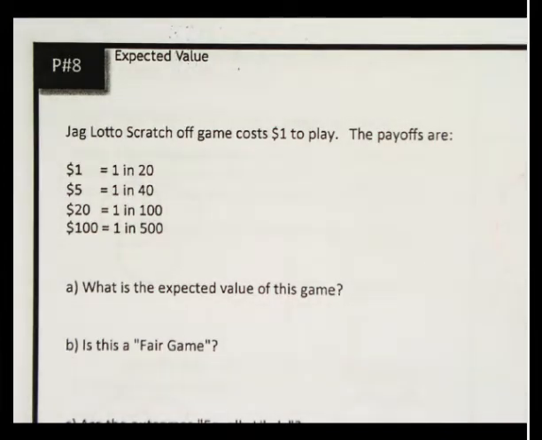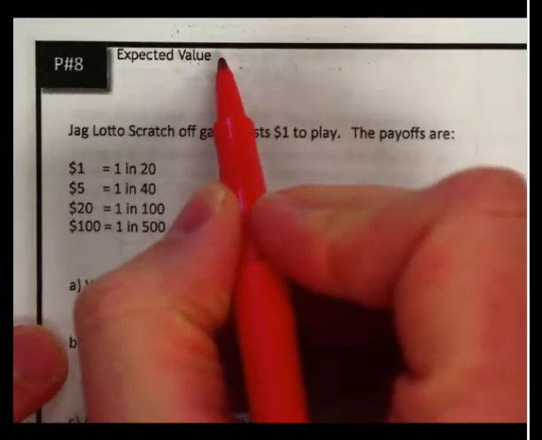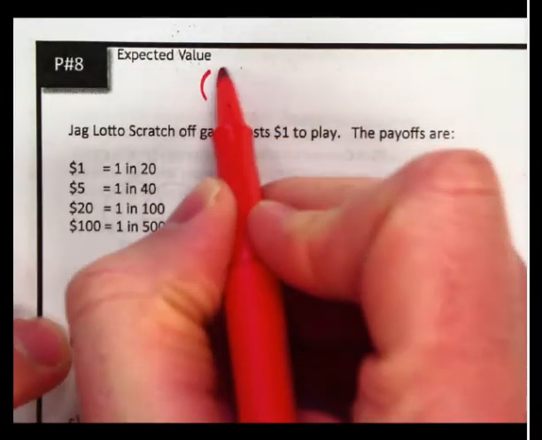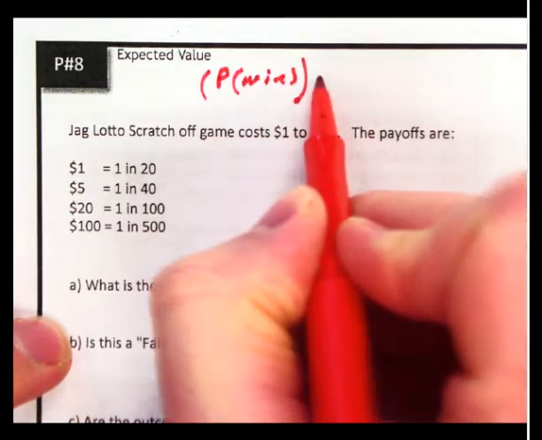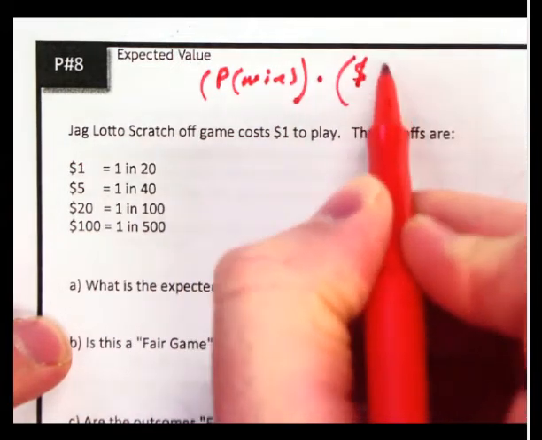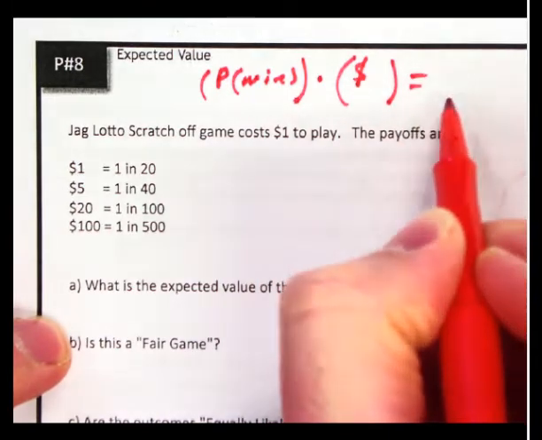All right, let's talk about expected value. Target number 8. Expected value is kind of fun because you can calculate what you expect to win when you play some random game, probability type game. Realistically, expected value just comes down to, can you figure out the probability that you get that win and then multiply it by the value of the win? Sometimes it's money, sometimes it's points, whatever, and that gives you your expected value.